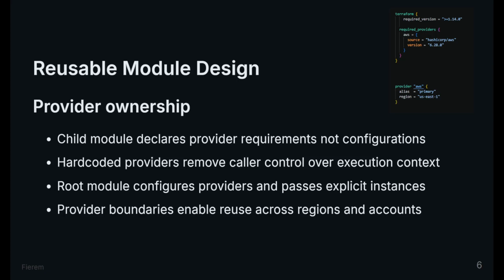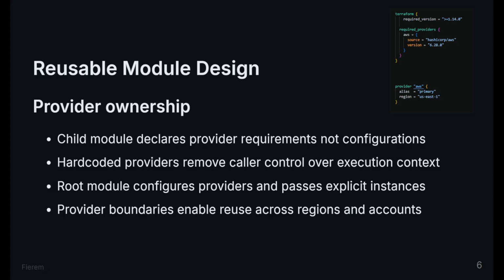A reusable module should declare provider requirements, but usually should not hardcode provider configurations inside the child module. When the child owns region or credentials, the caller loses control over execution context. That makes the module harder to reuse across accounts, regions, and aliases. The root module should usually configure the provider and pass alternate provider instances explicitly when needed.